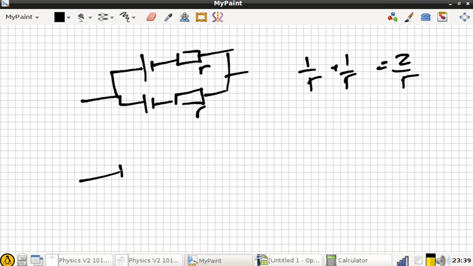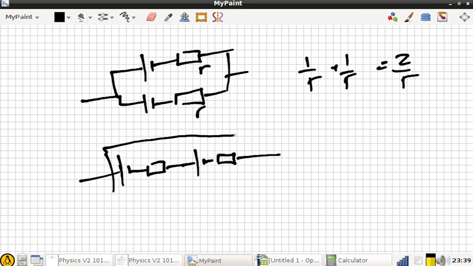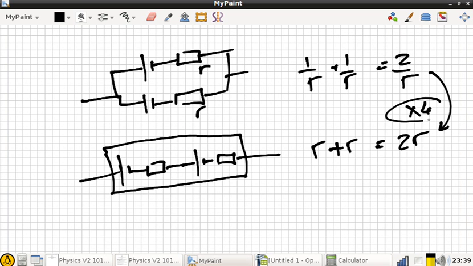But if you have your batteries lined up to make sort of one large battery, the resistance internally adds, so it'll be r plus r, which is 2r. That's actually 4 times bigger. So the benefit of parallel is that you reduce the internal resistance. You keep it smaller by putting the batteries in parallel instead of in series.